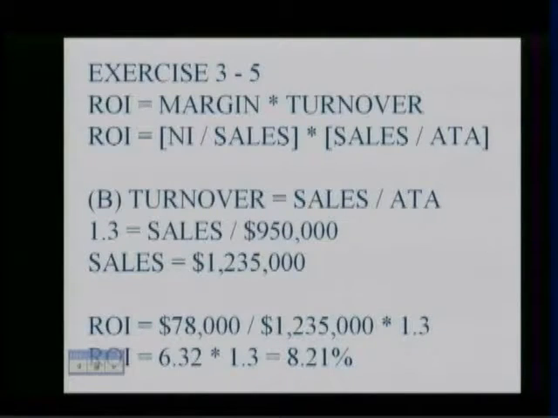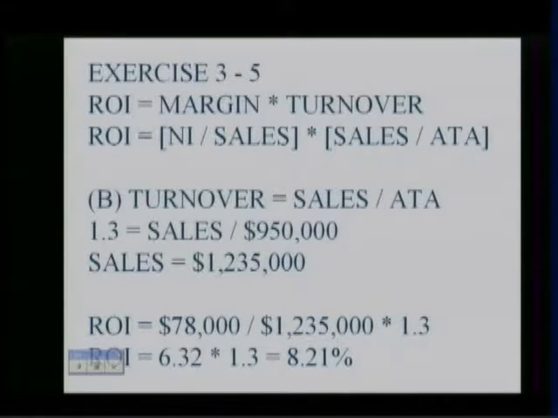Let's do another one just for fun. Part B. Now look what they give you in Part B of this problem. They have net income of $78,000. They have a turnover of 1.3 and average total assets of $950,000. They want you to compute sales, margin, and ROI.